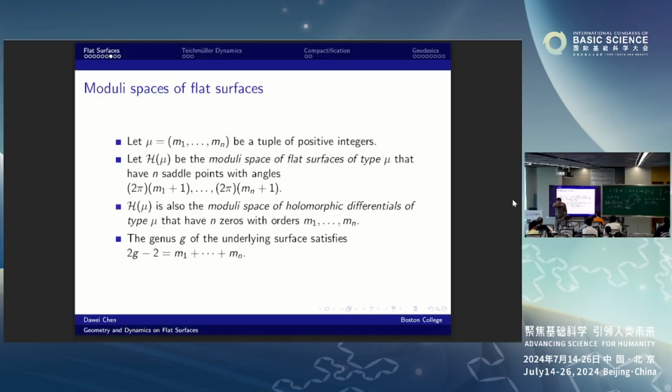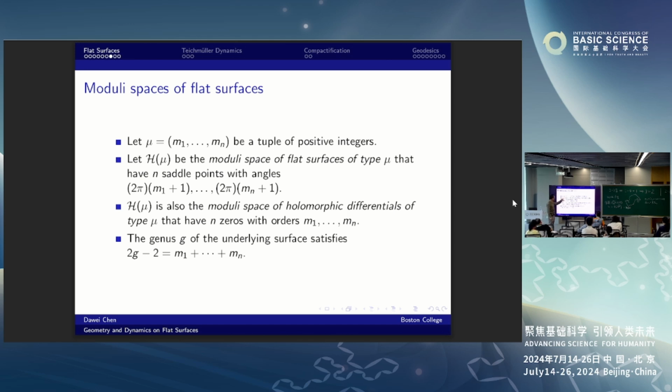So in many studies of geometric objects, people like to put geometric objects with similar structures together to form a parameter space, usually called moduli space. So here, let's fix the following data. I'd like to consider a fixed tuple of positive integers denoted by m1 up to mn. Each is a positive integer. I consider their tuple denoted by this signature mu.